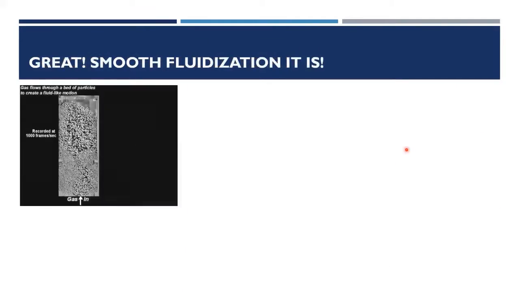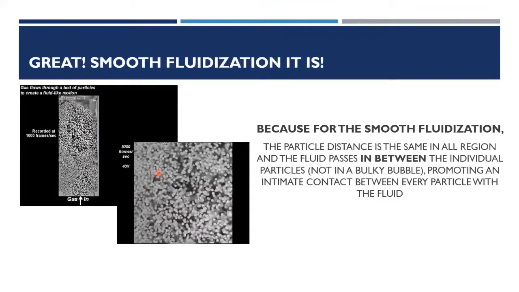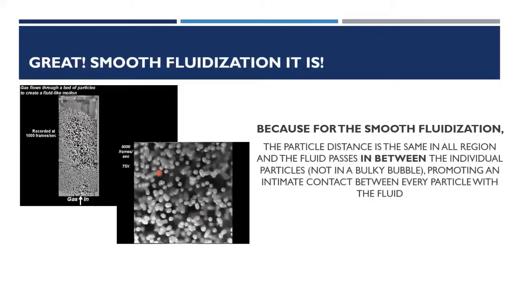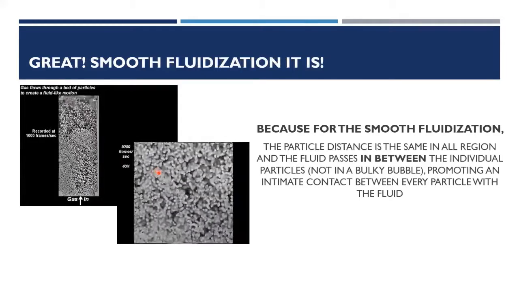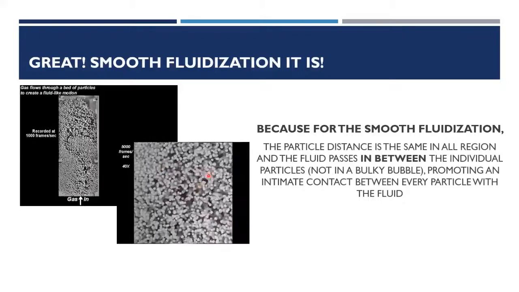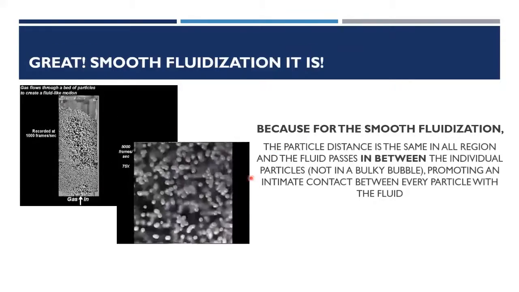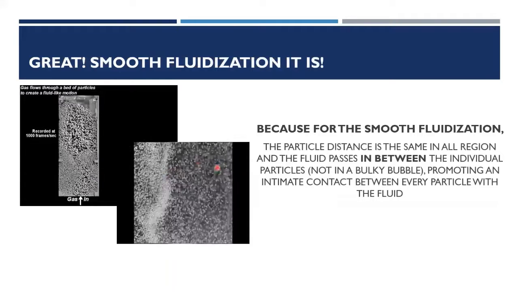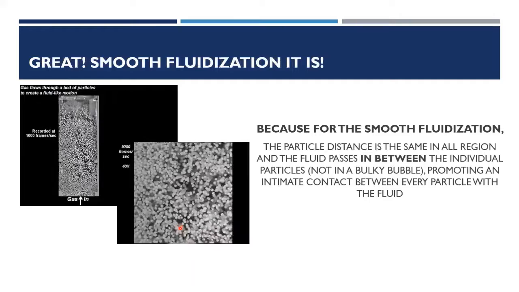Okay. So the answer is the smooth fluidization. Smooth fluidization will provide you a higher contact area between the solid and the fluid. Why? Because in the smooth fluidization, the particle distance is the same in all regions. So as you can see, the particle distances are similar to each other.